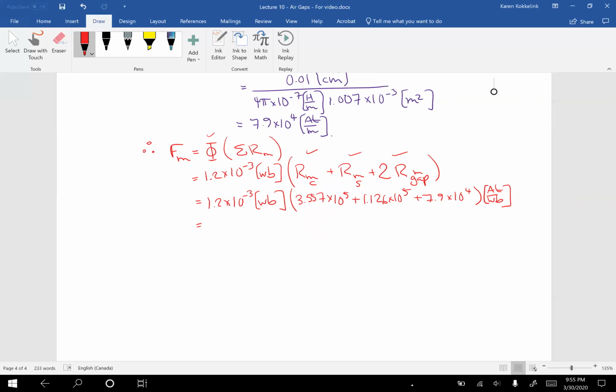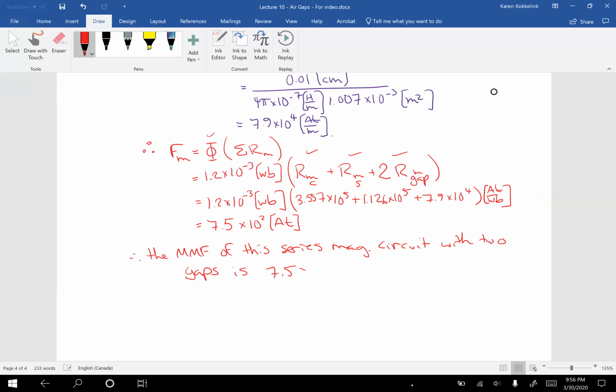And if you solve those, put that all in your calculator and round to the appropriate significant digits, which is 2, you get 7.5 times 10 to the power of 2 amp turns. Therefore, the MMF of this series magnetic circuit with 2 gaps is 7.5 times 10 to the power of 2 amp turns.